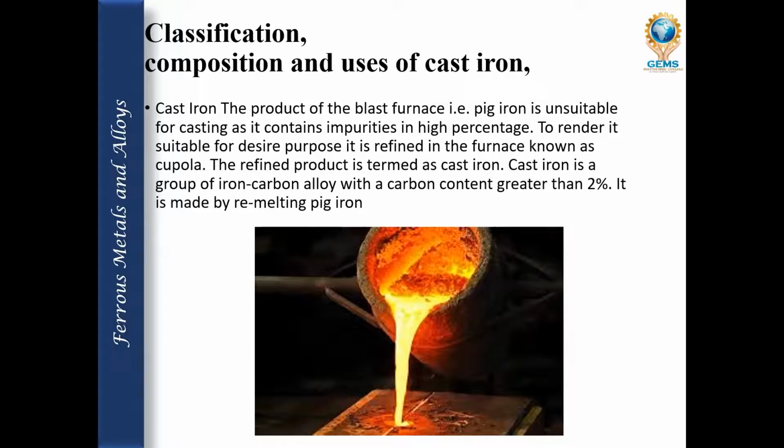This is how the classification happens. Basically, the product from the blast furnace is melted and contains impurities in high percentage. To remove them, they send the molten iron to a furnace called a cupola so that all those impurities are removed. The refined product is termed cast iron.